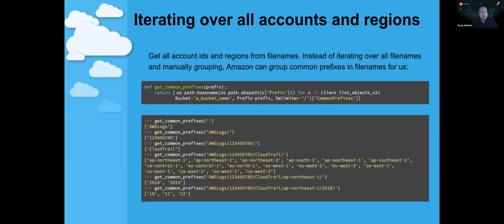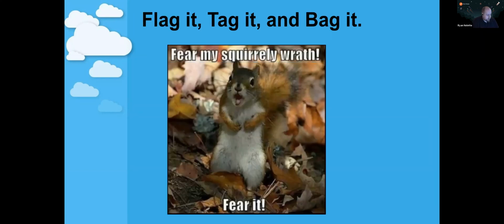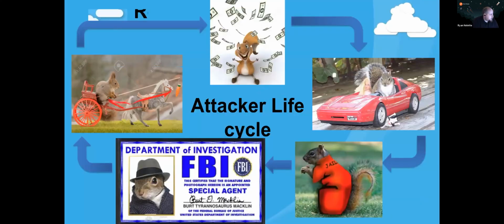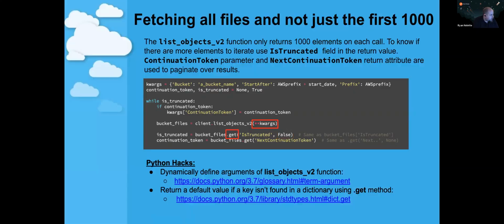So iterating over all the accounts and regions. Building on the solution, what if we want to process all the accounts and all regions in the bucket, but still filter by the date? To do this, we've got to get the account IDs, and oops, that is totally not the button that should have been pressed.